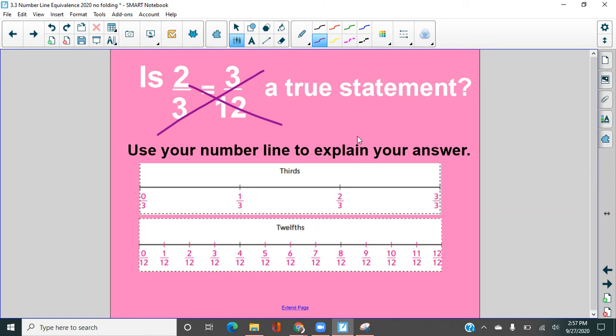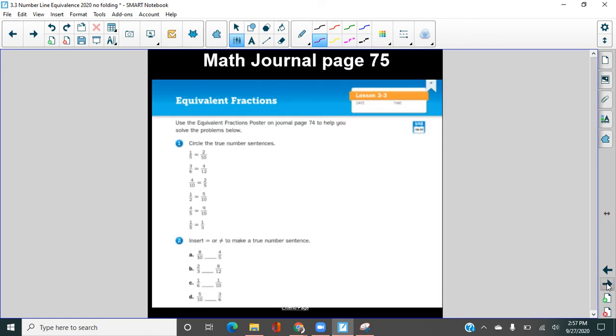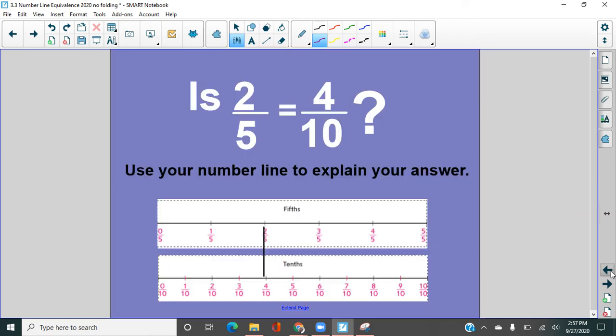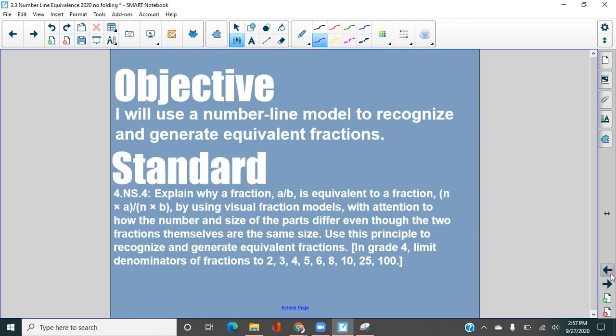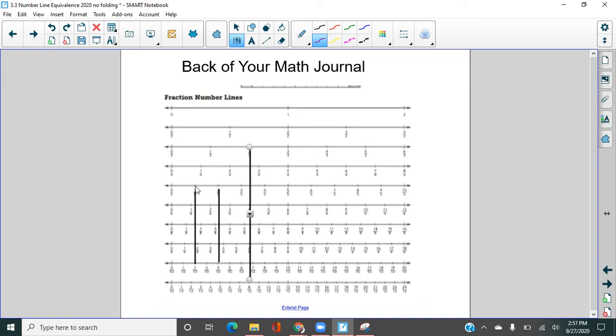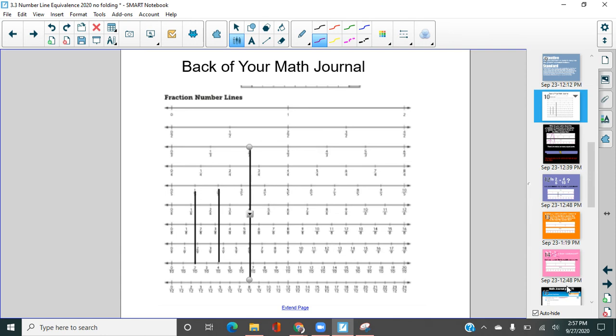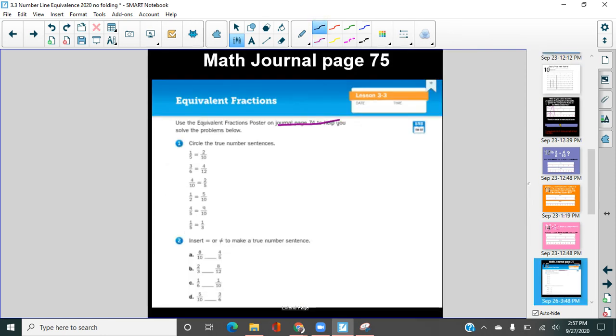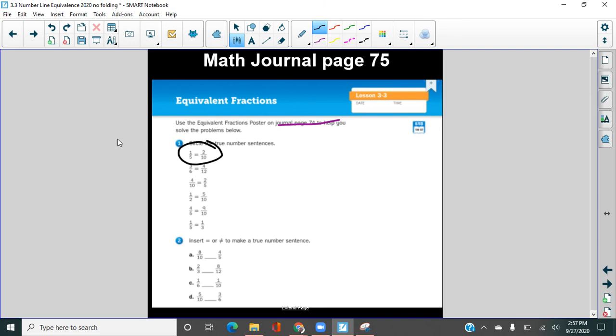All right. So in your math journal page, you are going to use your equivalent fractions poster. It's not on page 74. It's in the back of your math journal. And you're going to use that to determine if these are correct. So if it's true, you're going to be circling it. So 1/5 and 2/10. I think we already saw that one, didn't we? 1/5, 2/10. Yep, that was true. So you're going to circle that one. And then you're going to have to test the rest on your own to see if they're equivalent.